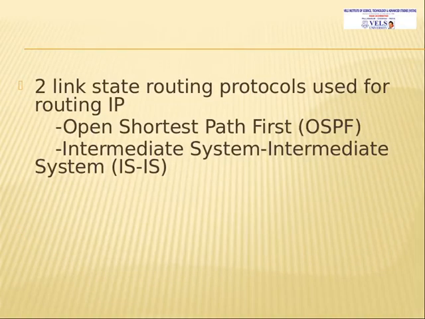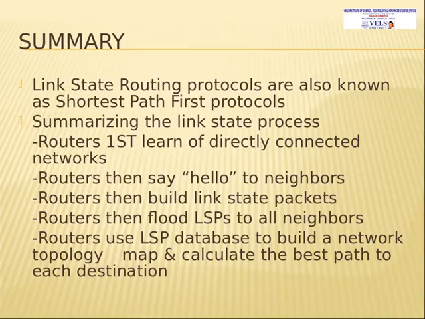Two link state routing protocols are used for routing IP. One is OSPF and another one is IS-IS. So, the overall summary of the link state routing protocol: it is also known as the shortest path first protocol. By using the database we can calculate the shortest path.